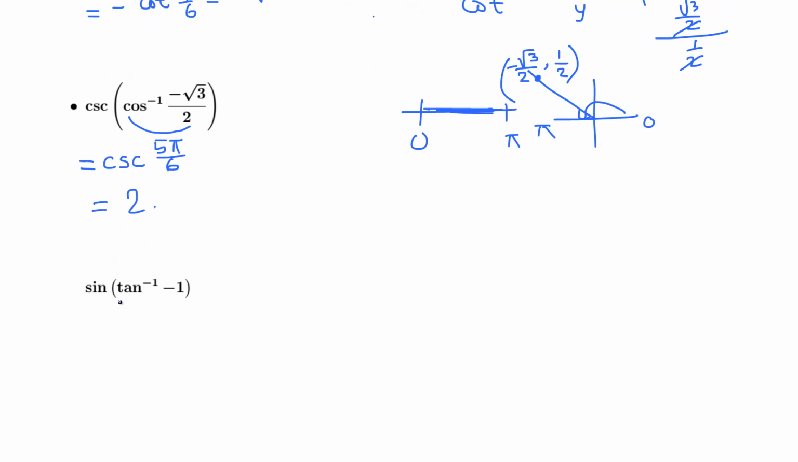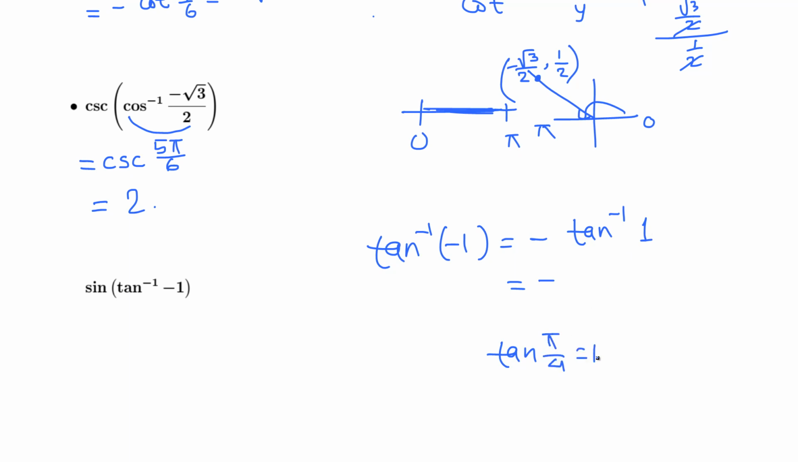Next, sine of tangent inverse of -1. Tangent inverse of -1, like sine inverse, we can pull the negative outside, so negative tangent inverse of 1. Now we are trying to find the angle whose tangent is 1. So the angle should be in the first quadrant. Tangent pi over 4 is 1, so tangent inverse of 1 is pi over 4. So negative pi over 4.